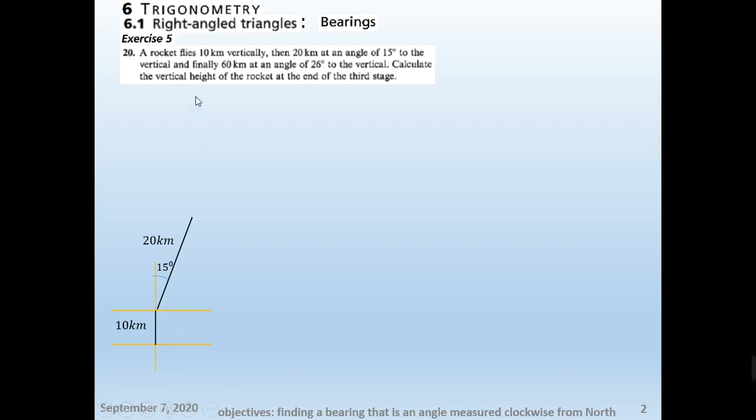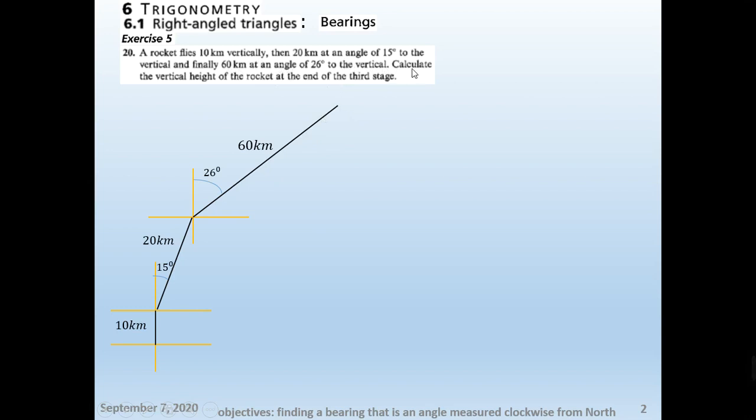The trip did not finish yet. 60 kilometers at angle 26. So at this new ending point, I'm going to draw again another coordinate plane. And from the north, I will measure 26 degrees so I know where the 60 kilometer line is going to be drawn. This is the end of my trip.